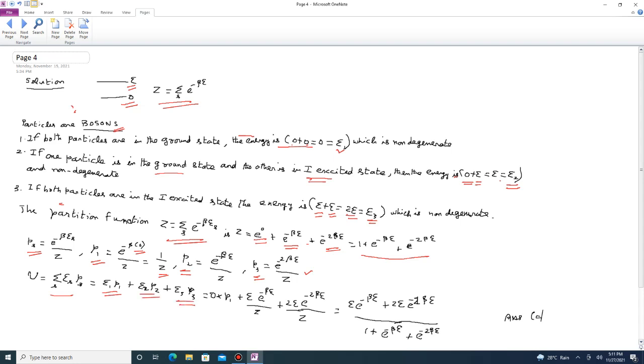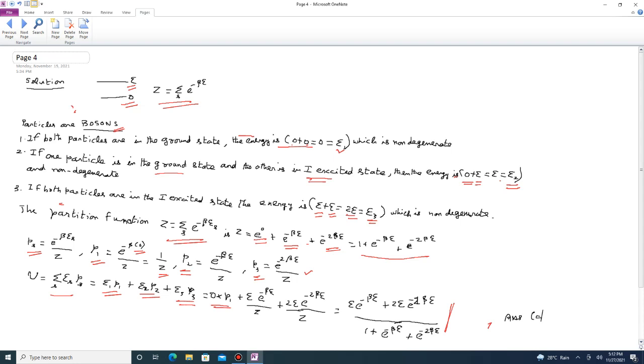So a substitute for E1 is equal to 0. So the first term is 0 into P1. The second term, E2 is E, therefore E into e power minus beta E by Z. E3 is 2E, P3 we have already evaluated, e power minus beta E by Z. So once you add all the three terms and substitute for Z, you will get this final expression. So this is the mean energy. So option C is the correct one.